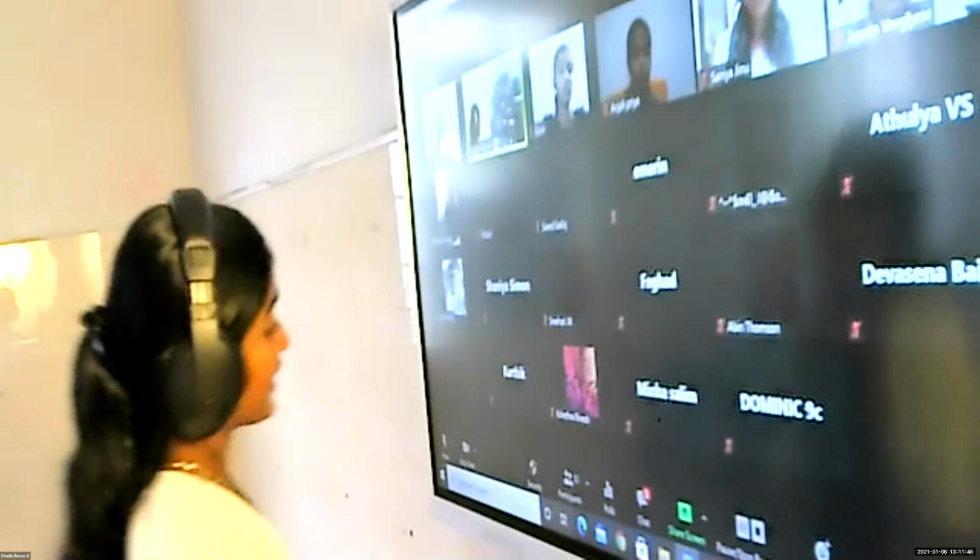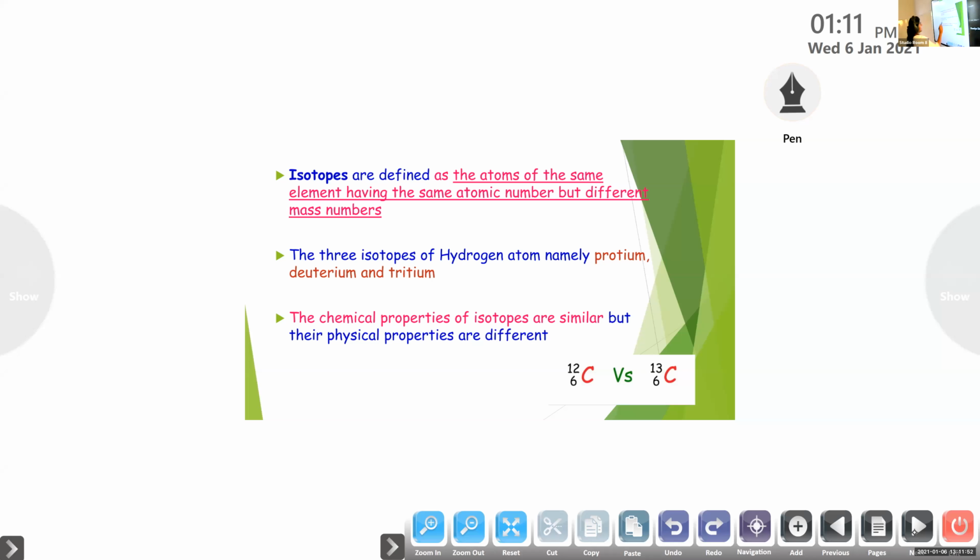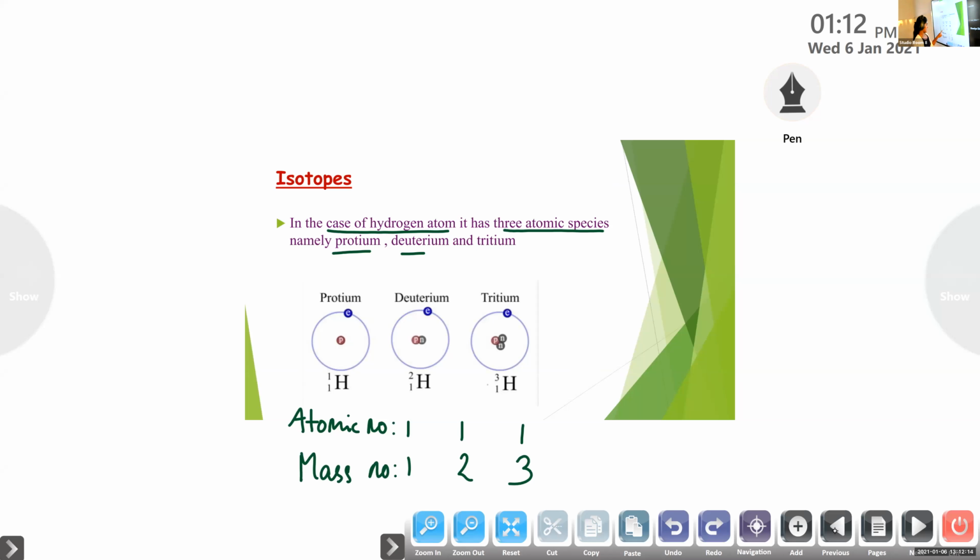No? So we can define these isotopes as atoms of the same element having the same atomic number but different mass numbers. Isotopes are defined as the atoms of the same element having the same atomic number but different mass number. Clear? When we look at these examples, protium, deuterium, tritium, atomic number is same, 1, 1, 1. But look at the mass number, it is varying, 1, 2, and 3.